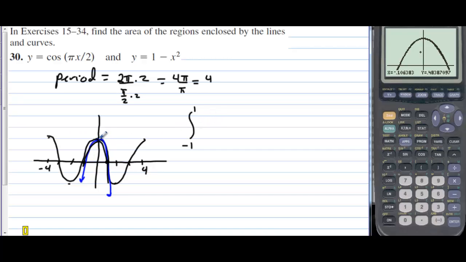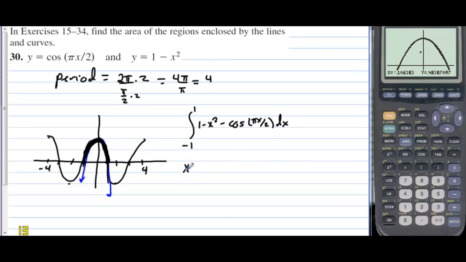They even share the point 0, 1. The area in between the curves is going from negative 1 to 1. The bounded area is what I was trying to say. So the top function is the parabola, and the bottom function is cosine of pi x over 2 dx.